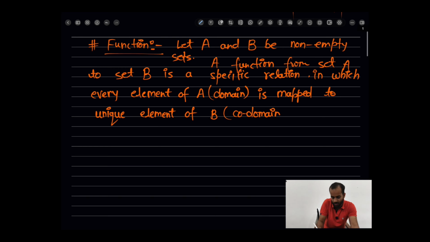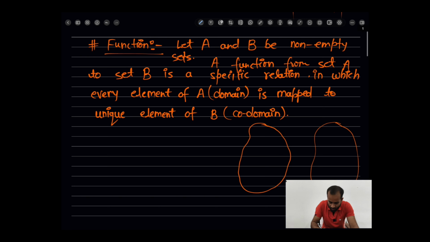So there are two sets: the first one from where we are defining the function, and the second set, where the function takes some value from the first set and maps it to some value. So the first set is called domain and the second set is called codomain. And if we try to draw some pictorial diagram, here is our set A and this is set B. Now, as I told you, the set A is called domain.